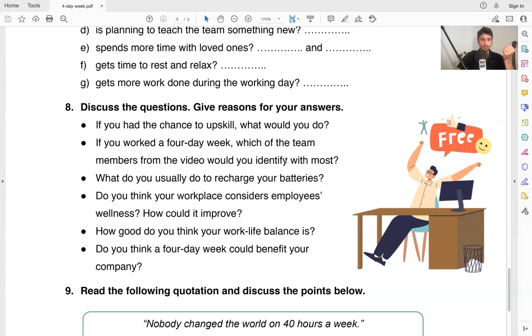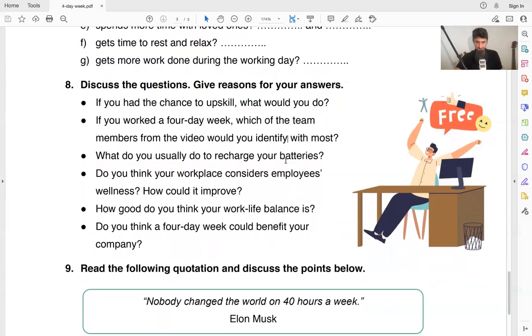And okay, so talk about your workplace. Workplace is the company that you work for. Okay, so think about your workplace. Does your workplace consider employees' wellness? Does your boss care about your health? How could it improve? Okay, we want to know this. We'll definitely discuss this in class.